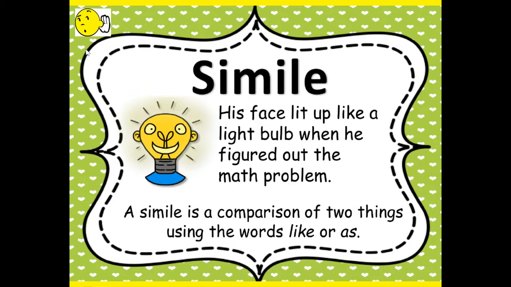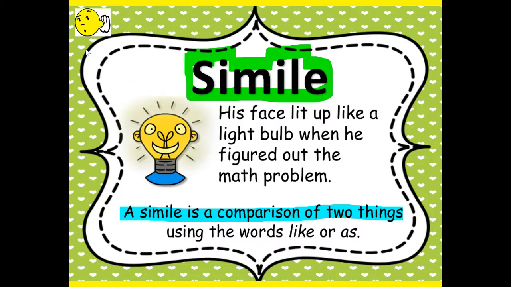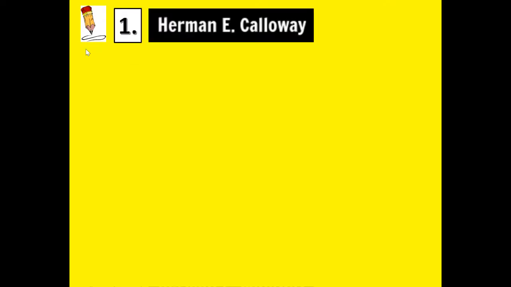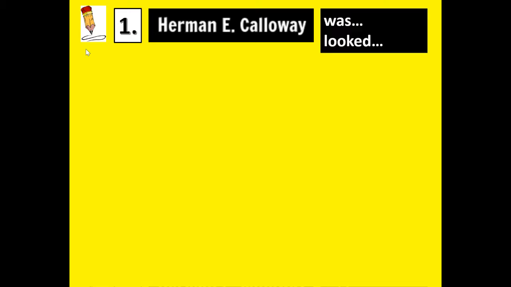So again, a type of figurative language is simile. A simile is a comparison of two things using the words like or as. So his face lit up like a light bulb when he figured out the math problem. So number 1, you're going to write how Bud describes Herman E. Calloway. So write Herman E. Calloway, and then you're going to say Herman E. Calloway was, or Herman E. Calloway looked. You can choose one or both of those.